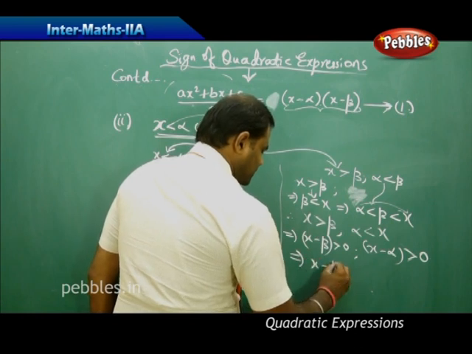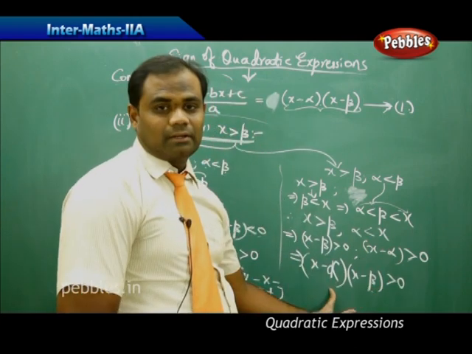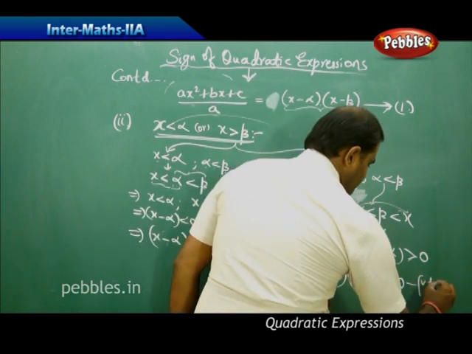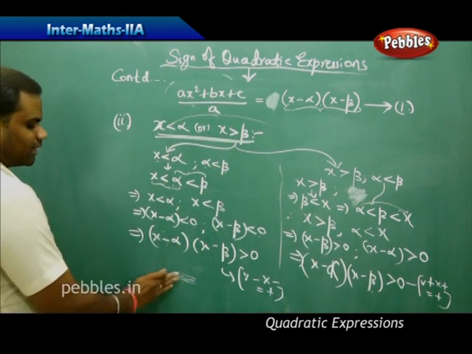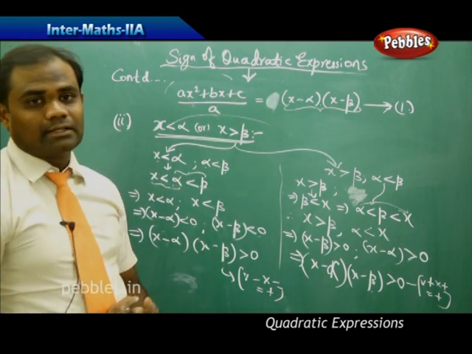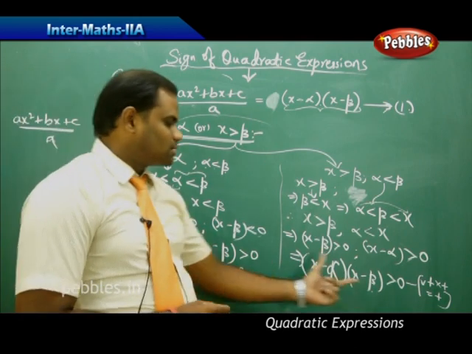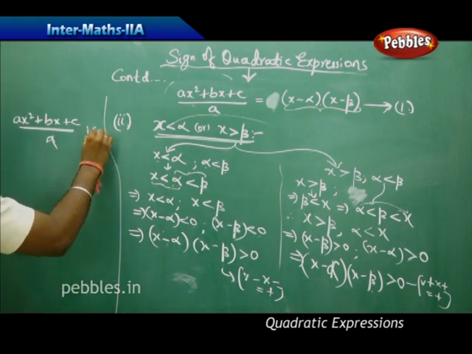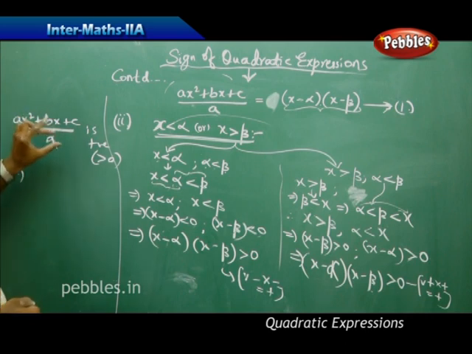Therefore, I get x minus alpha into x minus beta is greater than 0 when I combine the product of these two, since plus into plus is the case here. Now, I try to substitute this and see that the two expressions will have the same sign, because when I consider ax squared plus bx plus c by a, it will be positive. In both the cases, this is greater than 0, which implies that when the numerator by denominator is positive, these two must be of the same sign. Both must be minus or both must be plus. We cannot have one plus and one minus, or one minus and one plus.